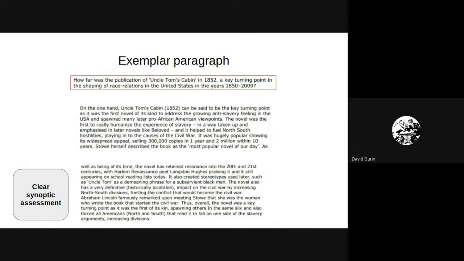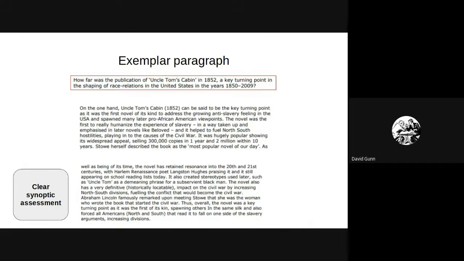Okay, so here's an exemplar paragraph, provided by the exam board, talking about Uncle Tom's Cabin, the novel being a key turning point in the shaping of race relations in the United States in the years 1850 to 2009. What I really wanted to highlight here, and you can potentially pause this and read through it in your own time, is that the reason I think this has been chosen as a top level answer is because of the synoptic assessment.